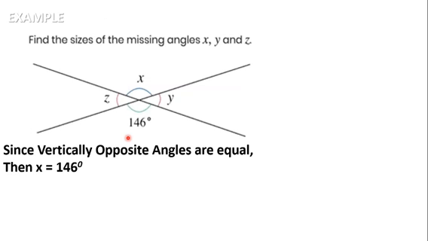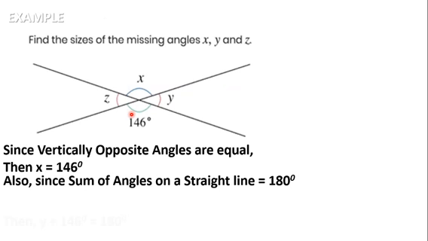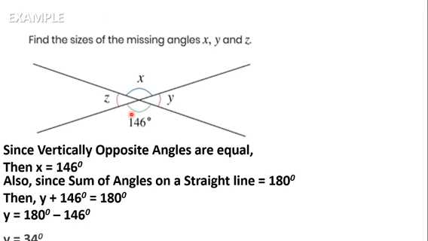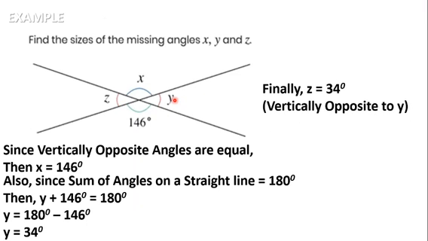And then we can also see that the sum of angles on a straight line is 180 degrees. Okay, and y along with 146 actually form a straight line. Okay, y and 146 form a straight line. So if you add y and 146 together, you should get 180 degrees. Of course, you subtract 146 from 180, and your final answer will be 34 degrees. Okay, so your y is equal to 34 degrees. And obviously, if y is equal to 34 degrees, then z would also be equal to 34 degrees because it is vertically opposite to y as well. Okay, and so we have answered the question. We got the value of x, the value of y, and the value of z.